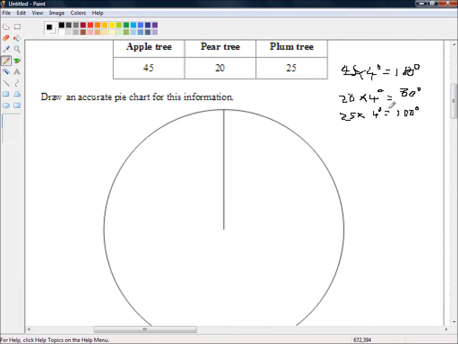Okay, so what you then have to do is get your protractor and try and measure these angles. 180 degrees, I hope you remember, is a straight line, so you just draw the straight line straight down. I can't put a protractor on my screen, but if I could, the 80 degrees would be just 10 degrees shy of 90 degrees. 90 degrees is straight across, so it's a little bit less than straight across. And then the rest would be 100 degrees.